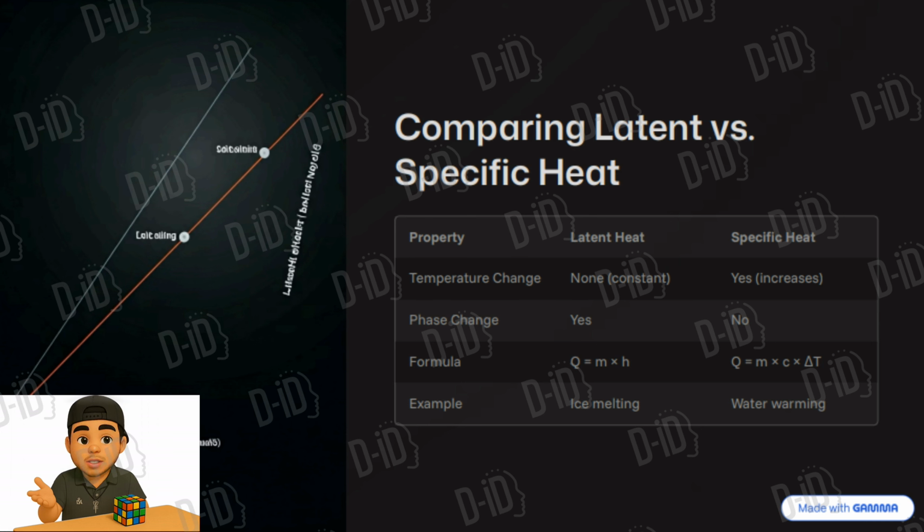The latent heat is constant in temperature, but specific heat increases the temperature. The latent heat has a phase change, but specific heat doesn't have a phase change. One example of the latent heat is ice melting, and for specific heat, one example is water warming.